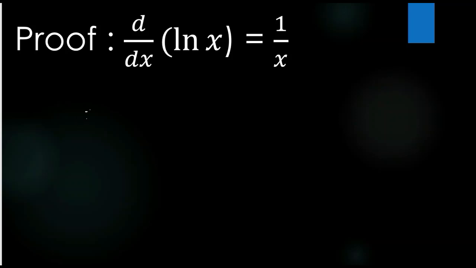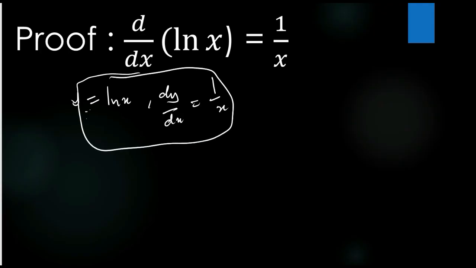Answer now. I know you'll be familiar with some standard derivatives like y equals ln x, then dy/dx equals 1 over x. In this lesson, we're going to prove this standard derivative. If y is equal to ln x, dy/dx is equal to 1 over x.